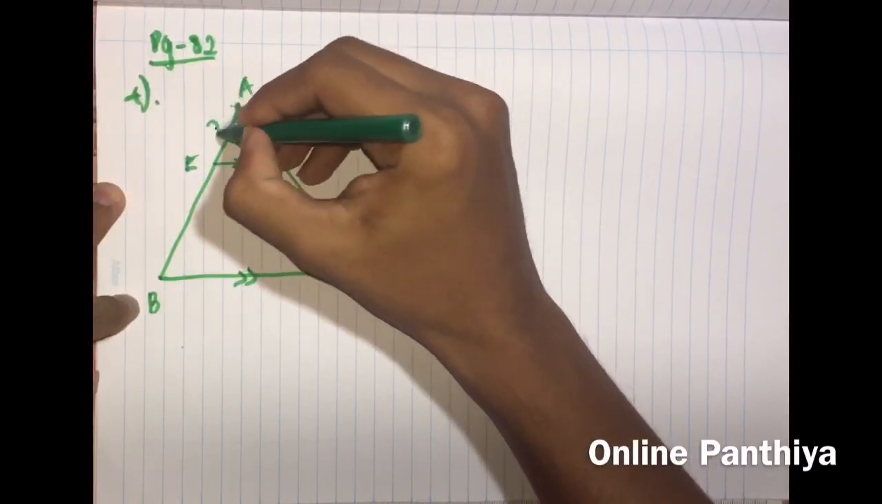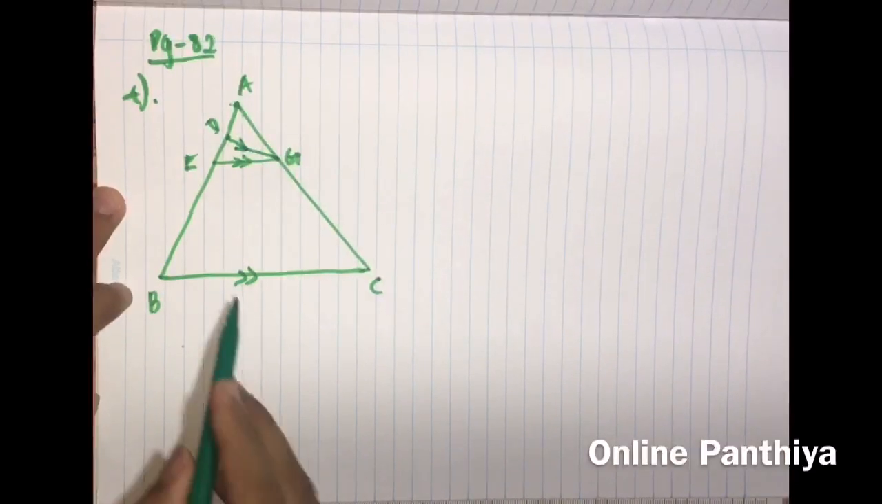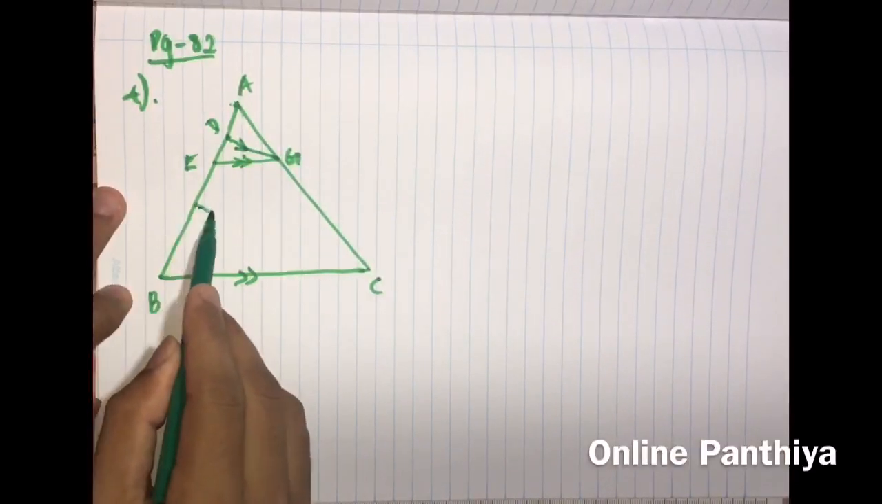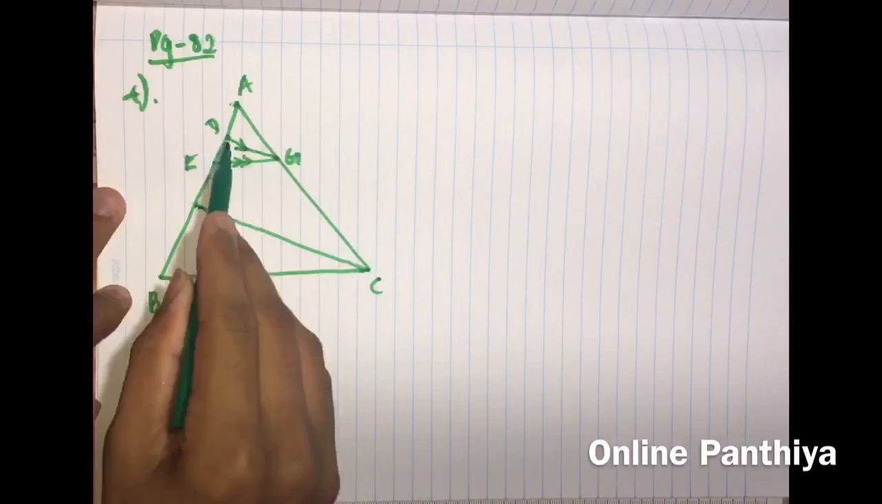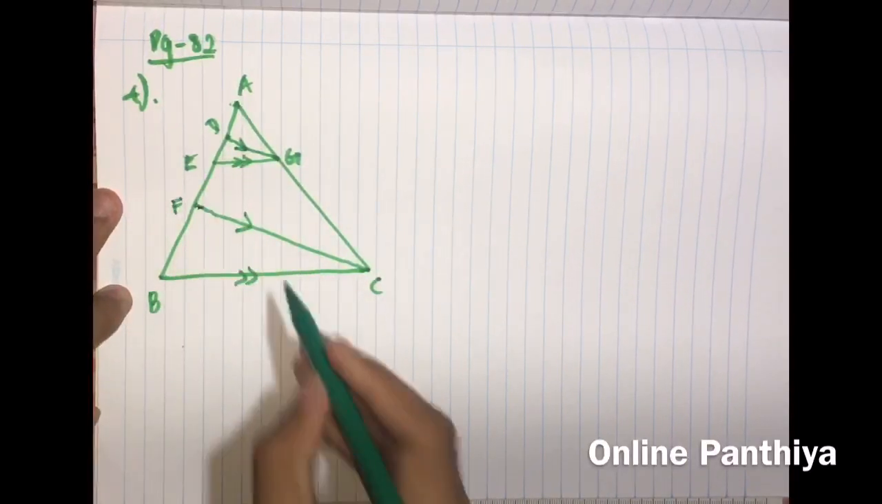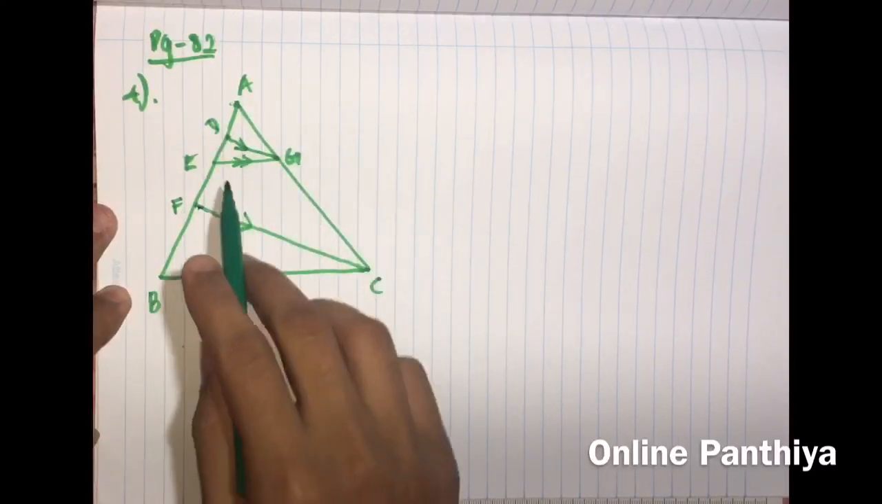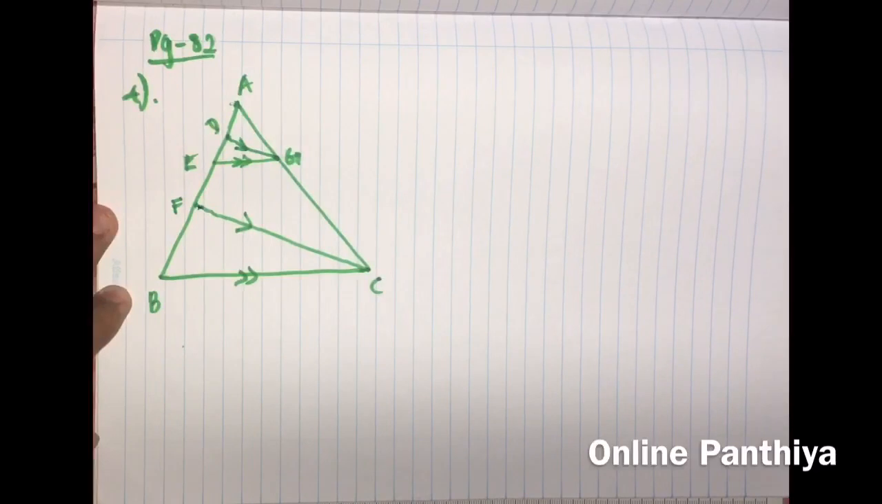This is, we'll call this D. This line is also parallel to another line drawn this way. These two are parallel. Is that clear? Okay, these two lines are parallel. DG and FC are parallel, and also EG and BC are parallel.